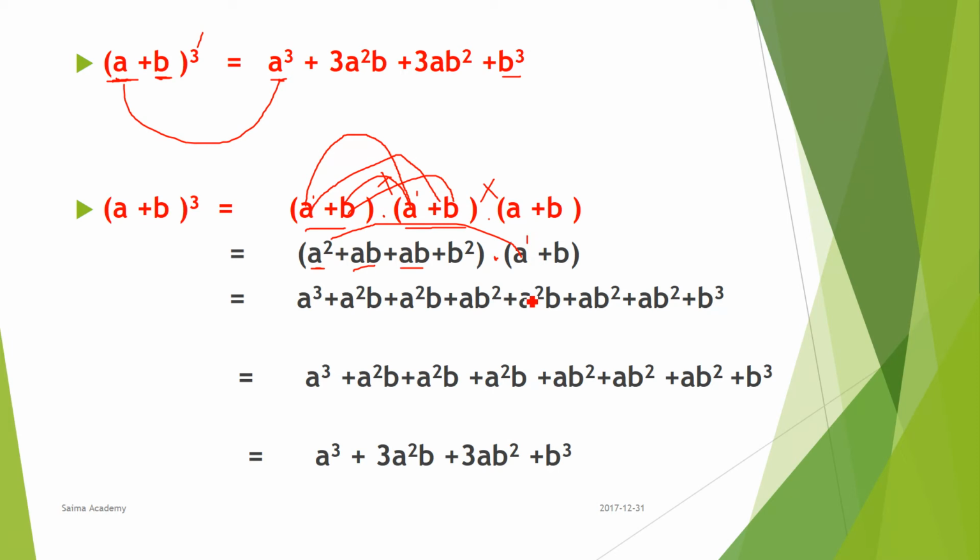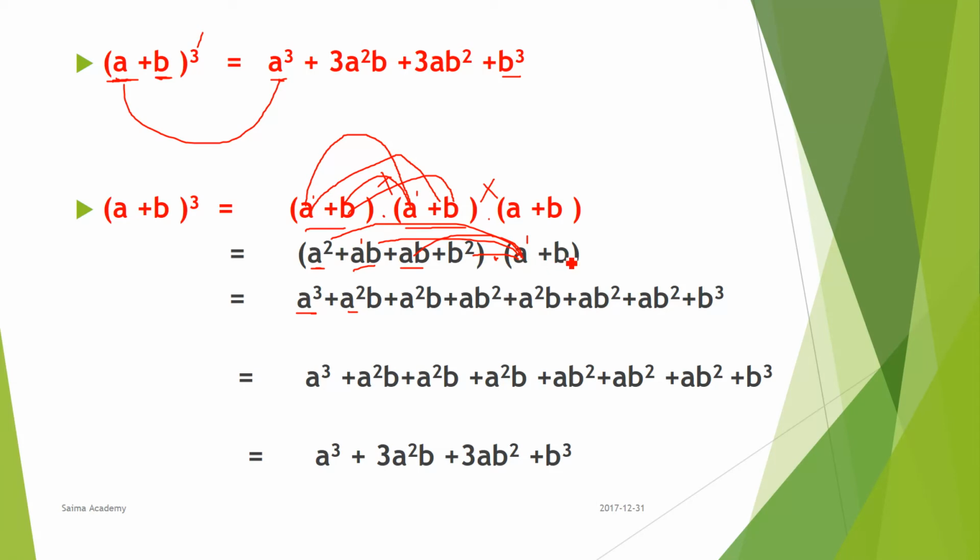In multiplication you have to add the exponents. So this is 1, this is 2, it is a cube. Then you have to multiply a with ab. So this is a, this is a, so it will be a square and b as it is. Then you have to multiply a with this ab again, a square b, and then plus ab square.